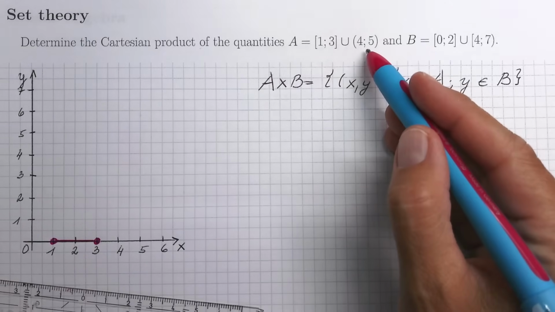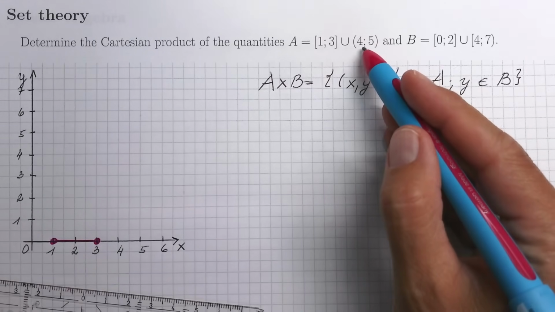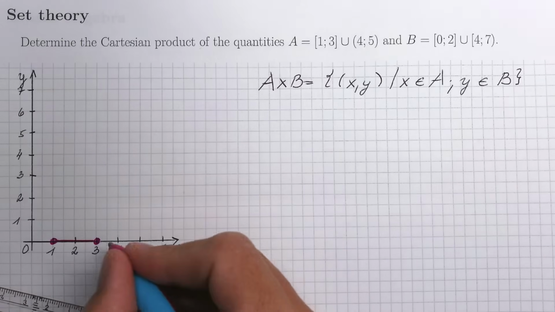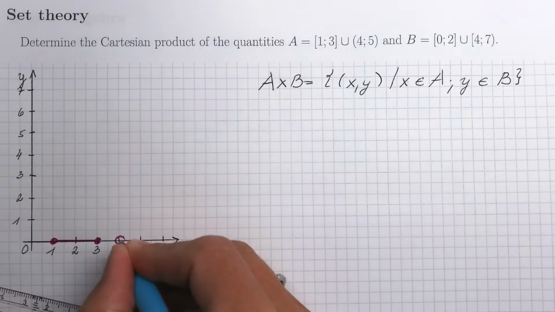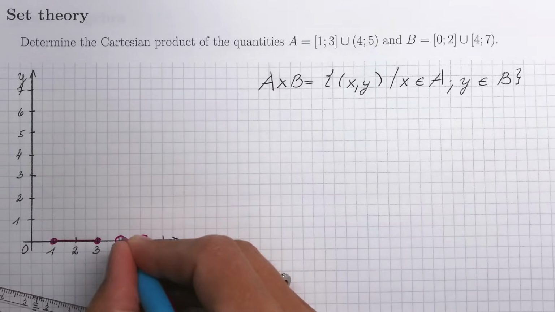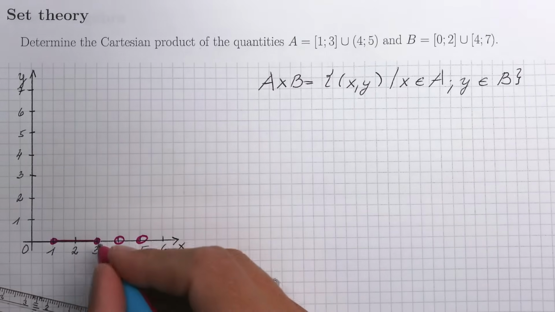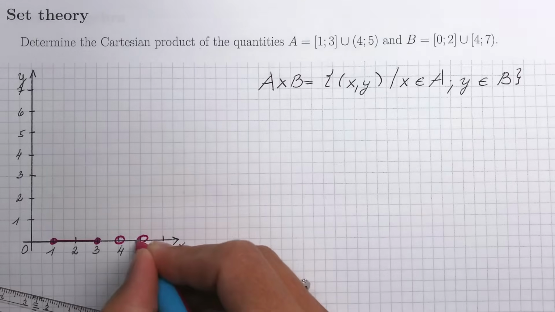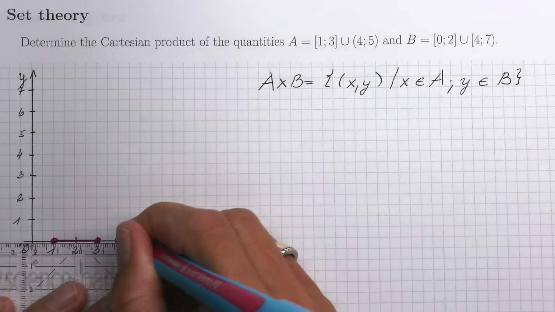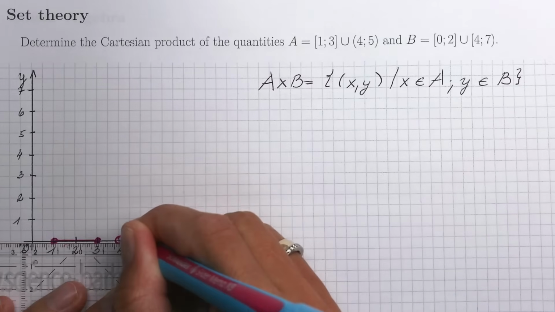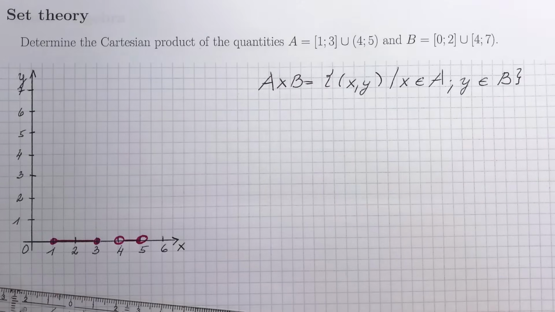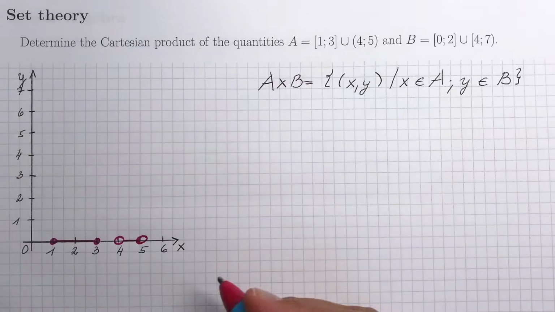And then we have the open interval between 4 and 5. To visualize an open interval, we take circles. This means that the edges are not included. So if we use circles instead of these bullet points, we demonstrate that the edges, which are the real numbers 4 and 5, are not included, while all other real numbers in between are included. Now this would be A.